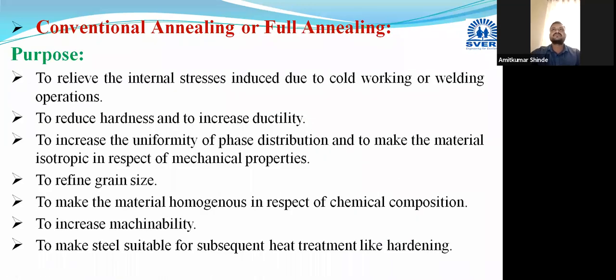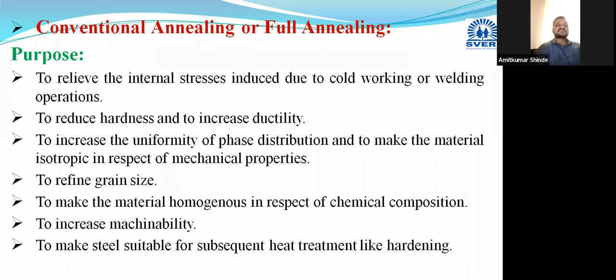Now, this is the heat treatment process. In this heat treatment of steels chapter, we have different heat treatment processes. In that, the first heat treatment process is annealing. Then we are going to discuss normalizing, hardening, tempering. Then some surface hardening treatments are there, like carburizing, nitriding, carbonitriding, then flame hardening and induction hardening. All these processes we are going to discuss.